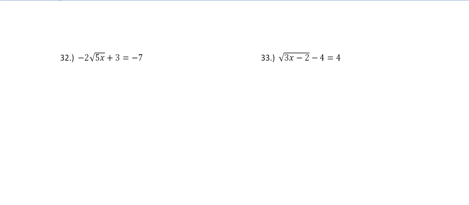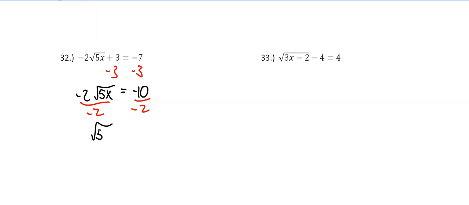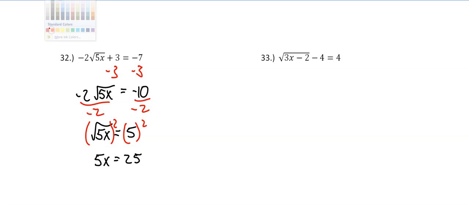Just solving a couple more of these. Again, make sure you plug them back in when you're done. But we're working backwards through order of operations. So here I subtract the 3 from each side. And then I divide by the negative 2. Now to undo the square root, I square each side, and then I divide by the 5.